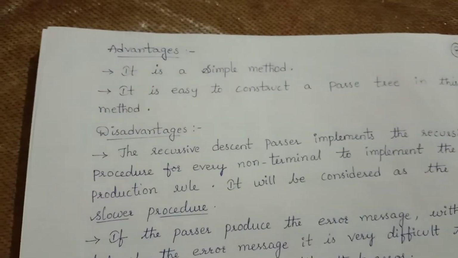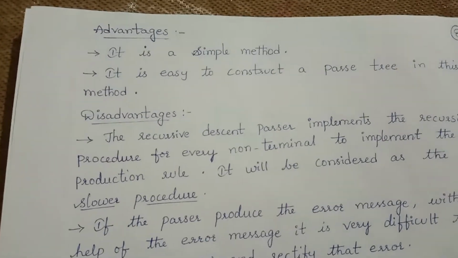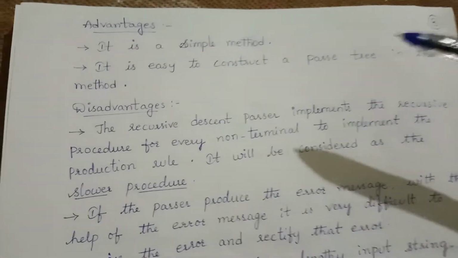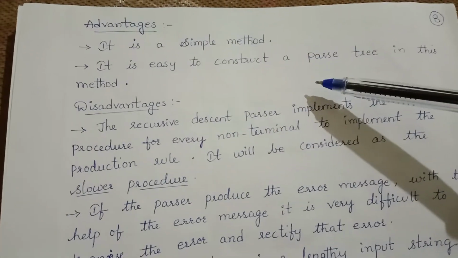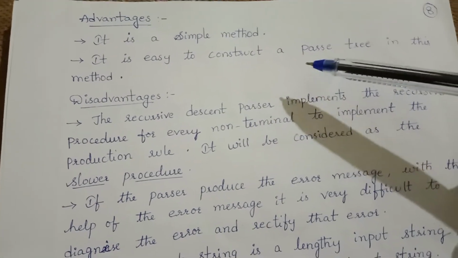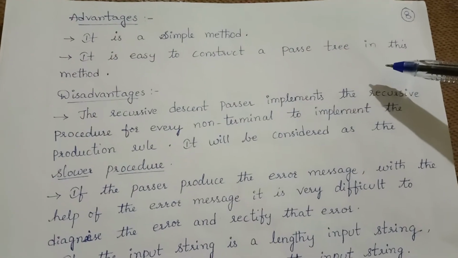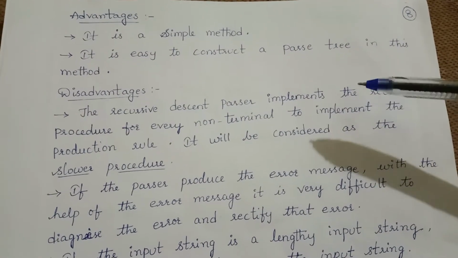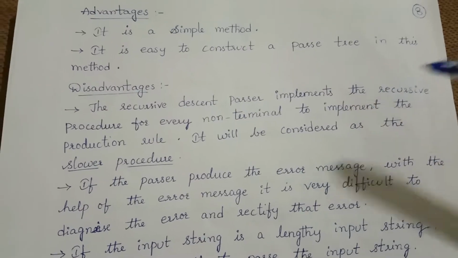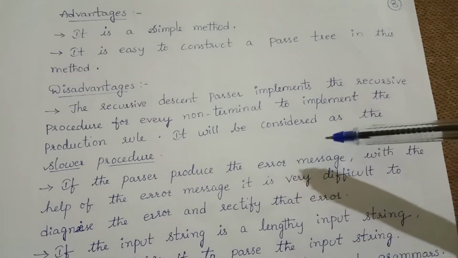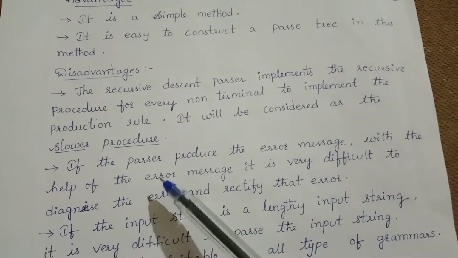The advantage of the recursive descent parser is that it is a simple method. It is easy to construct a parse tree in this method. The disadvantages are that the recursive descent parser implements a recursive procedure for every non-terminal to implement the production rule. It will be considered a slower procedure.